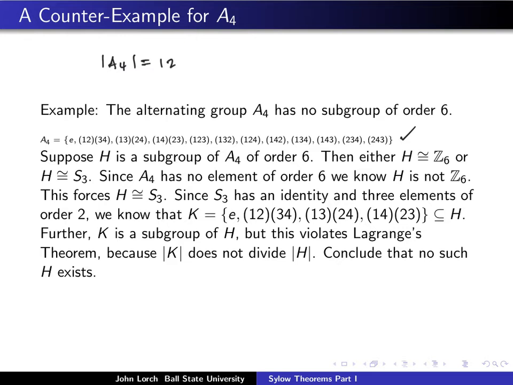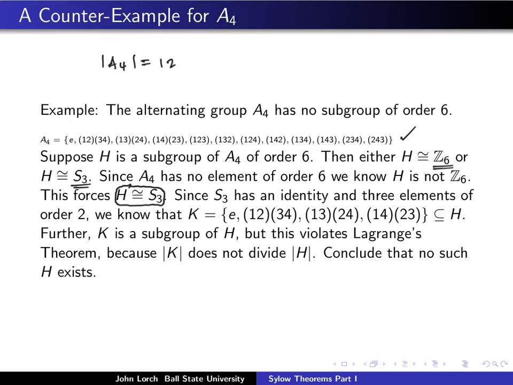There's the cyclic group Z6, and then there's the symmetric group S3. Now, since H is a group of order 6, it must be isomorphic to either Z6 or S3. Now, we can look at the elements of A4 here, and we see that all of the elements in A4 are of order 2 or of order 3. That means there's no element in A4 of order 6, and so we know that H cannot be the cyclic group Z6.